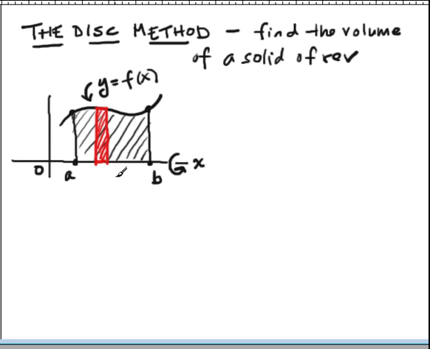Let's look at the dimensions of this rectangle. The base of the rectangle is a little piece of the x-axis, so we'll call that dx. And the height, if this is point x over here, this height is f of x. Now we want to visualize the type of solid we would get if we just rotate this red rectangle about the x-axis.